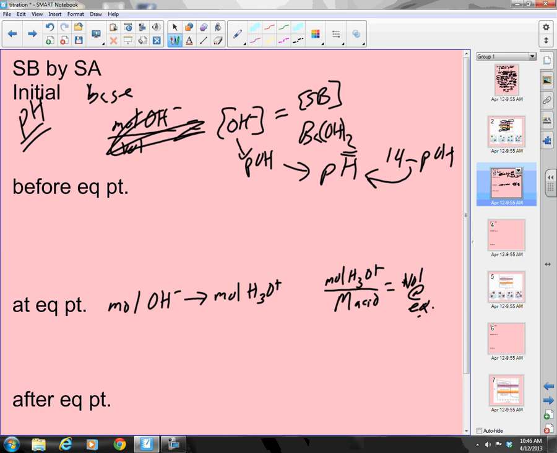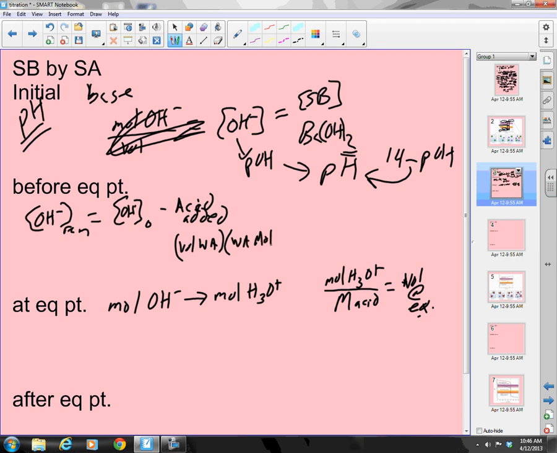Okay, before the reaction, same thing we did before. We want to know hydroxide remaining. And how am I going to get that? I'm going to take my hydroxide original minus acid added. So I'm just going to figure out how many moles of my acid were added. So I'm going to take volume of my acid times the molarity of my acid. That'll tell me how much acid was added. Got it? Not weak acid, strong acid. Sorry.